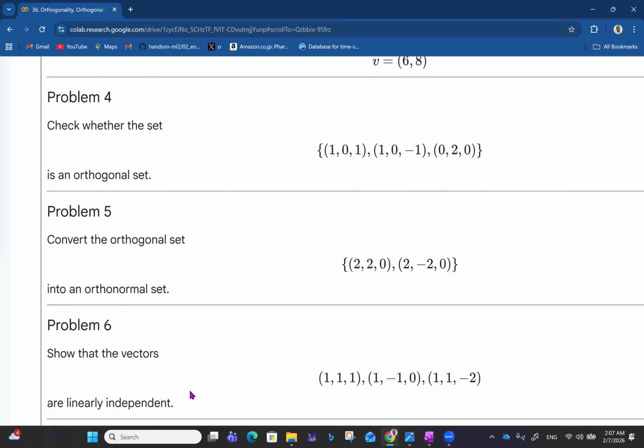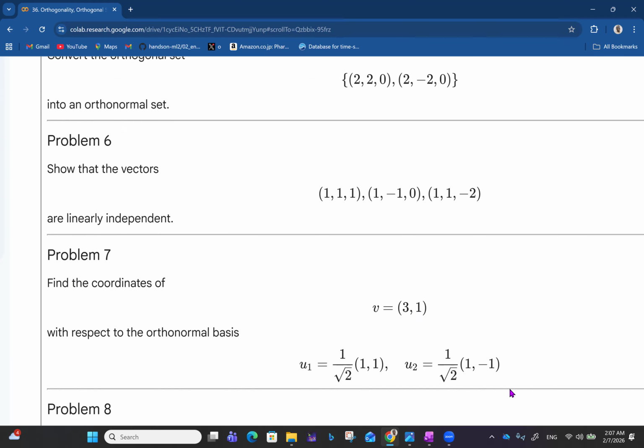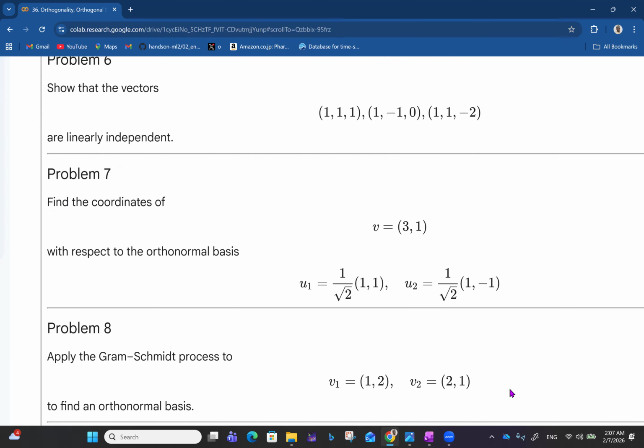Show that the vectors are linearly independent. For the linear independence, how do we do that again? Well, one way to do it is you can make these whole vectors into a matrix and take them into echelon form. If you get any zero row, that means the set is linearly dependent. But if you don't have any zero row in the echelon form, it means they are linearly independent.